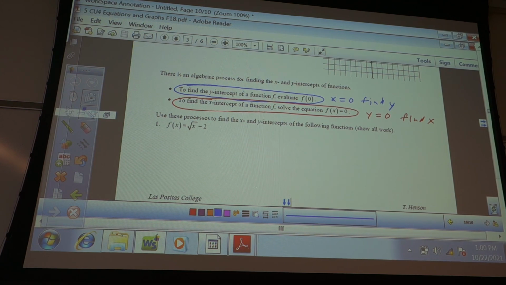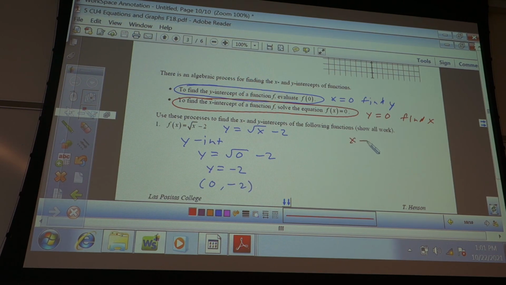So we're out of time, so we'll get back to that next class. But, well, should I just do number 1 with you quickly first? Okay, so here, for my y-intercept, I'm going to make x 0. So here, this is y equals square root of x minus 2. I'm going to do y equals square root of 0 minus 2. Well, square root of 0 is just 0. Y equals -2. So it's going to be 0, -2.